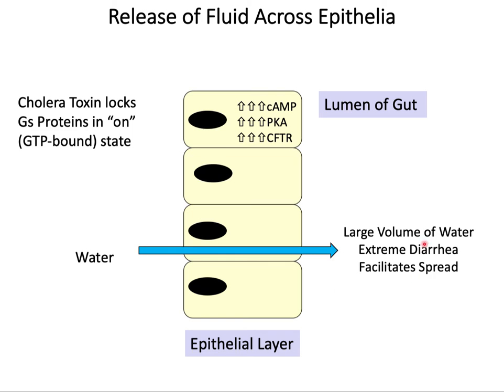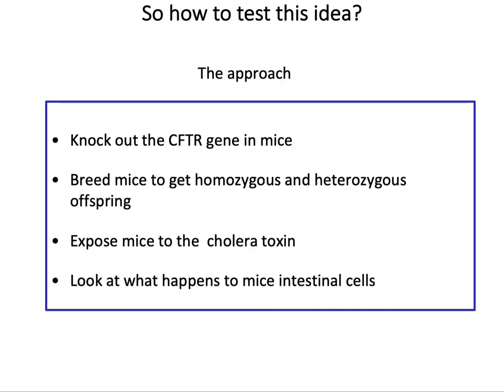So why does the pathogen want to do this? The mechanism of action, as you can imagine, is to facilitate the spread of the pathogen to a new host. So diarrhea, or this discharge of stool that goes into the environment, is basically the mode of transmission of the pathogen.